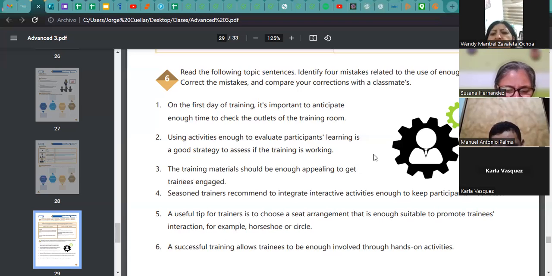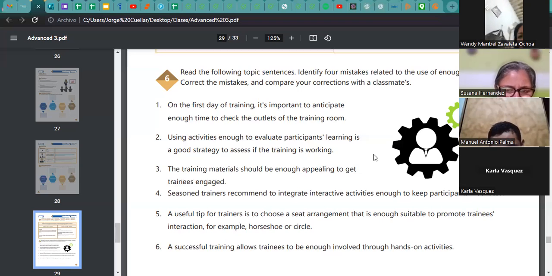I have some doubt here. Is "involved" a noun or an adjective? Yeah, involved in this case is an adjective. It's an adjective, yeah. And it should be: a successful training allows trainees to be involved enough. Perfect, that is it.